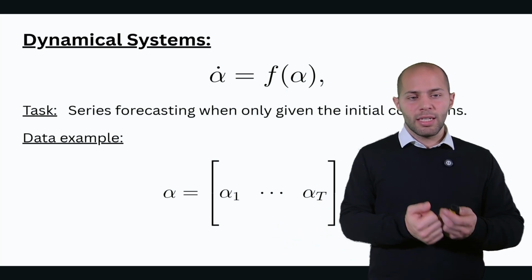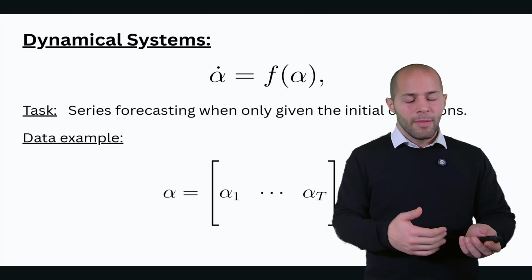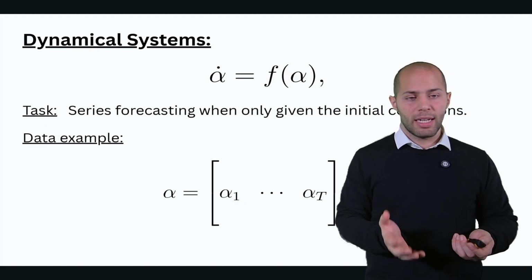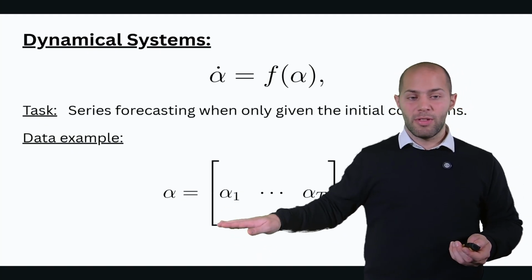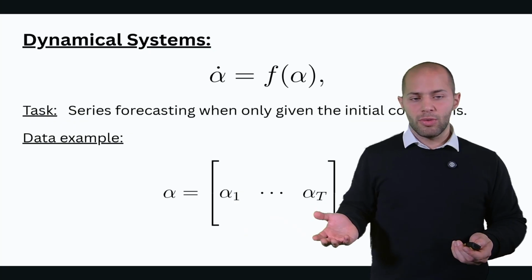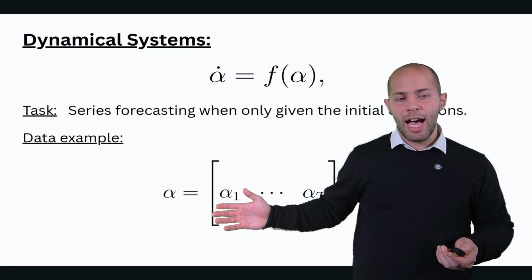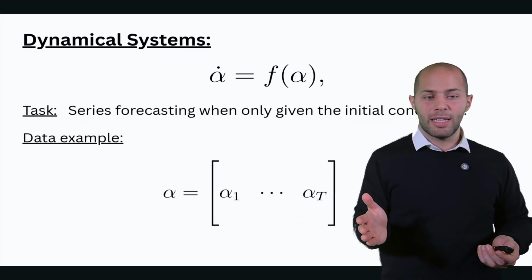And so what we're interested in is a very interesting task. It is time series forecasting. So what we're going to say is, I'm going to give you alpha at a certain time, for example, a certain frame of the video. And then what your model has to do is be able to predict what's going to happen in the video for every time that comes after alpha 1.